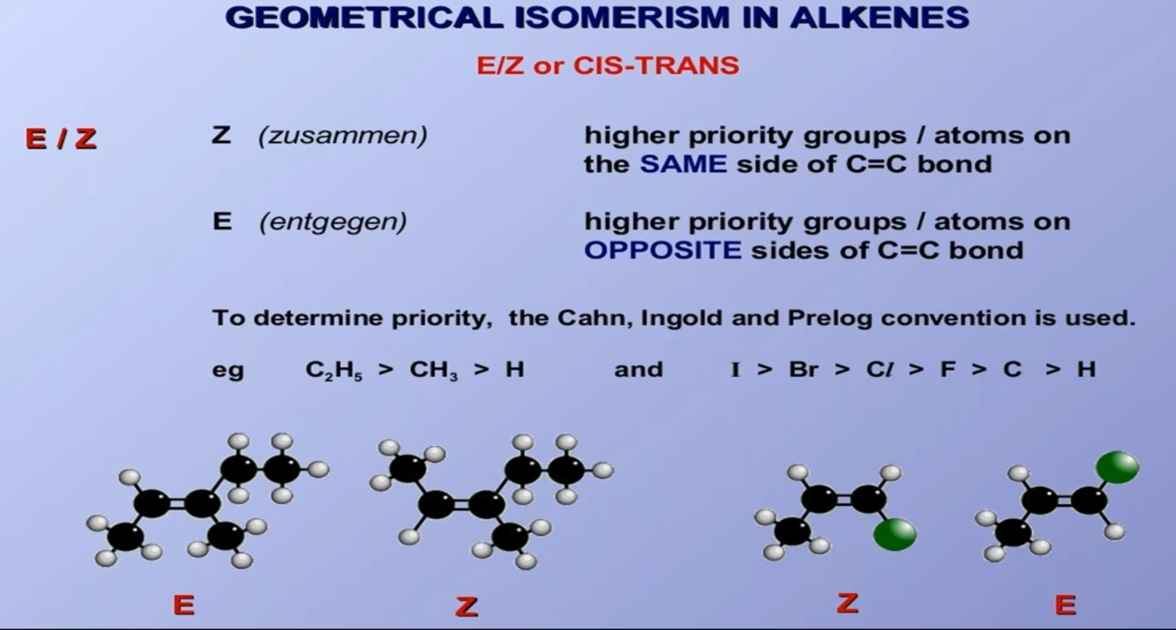So what is E and Z? They are also termed as cis and trans. Z stands for Zusammen and E stands for Entgegen. So Z means higher priority groups or atoms on the same side.